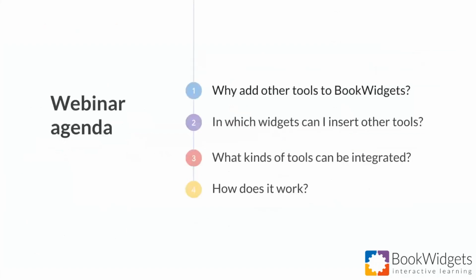So on the agenda for today's webinar, we're going to take a look at why we want to add other tools to BookWidgets. In which widgets can you insert other tools? What kind of tools can be integrated and how does it work? And I'm using tools as kind of a broad word to cover media, multimedia stuff, whether it's audio, video, images, or embedded websites. Wait till you see all the things that you can do.